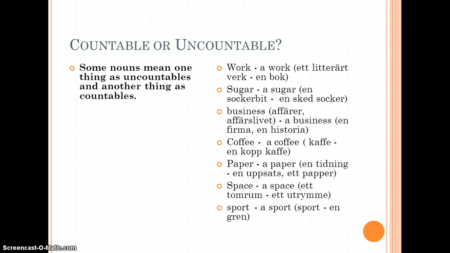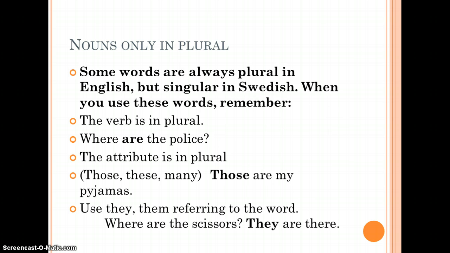Some nouns mean one thing as uncountables and another thing as countables. Examples are work, meaning a work. Work or a work. Sugar, a sugar, as you see in the Swedish explanation. Business or a business. Coffee, meaning an amount, or a coffee, meaning a cup of coffee. Paper, a paper. Space, a space. Sport, a sport. So it's important that you think of which one you mean when you write these words.